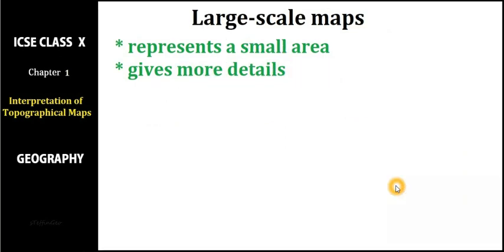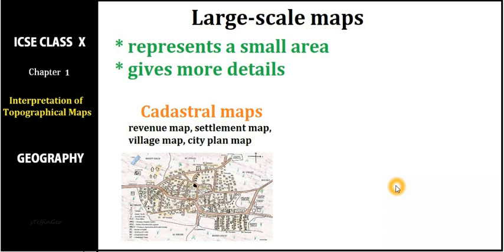Now the second type of map is called a large scale map. A large scale map represents a small area, comparatively very small area. Since it is representing a small area, it can give much more information about that one particular area. Again, we have examples. We have something called cadastral maps. The revenue maps which are available in the panchayats or in the block panchayat map and a city plan are all examples of cadastral maps.